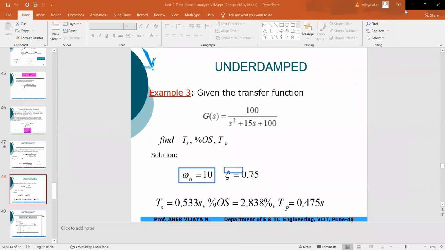So how many students got the answer for settling time TS? Are you with me, students, up to this? Very good, very good. Let's move ahead. Now the maximum overshoot.